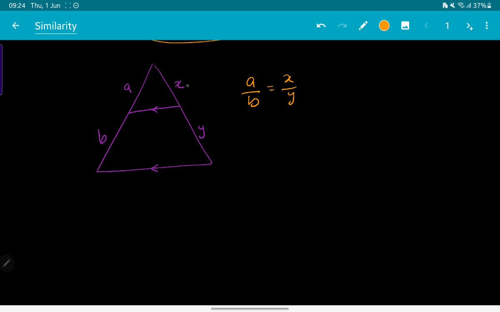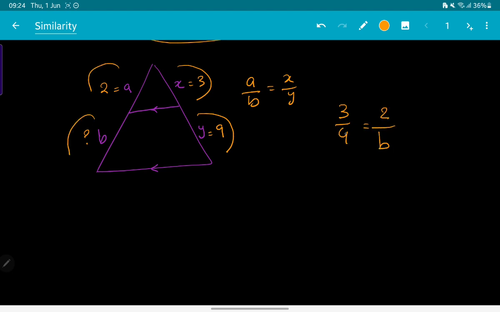So if you were given this is 3 and this is 9, a is 2, and you are asked about b, we can divide corresponding sides. x over y, so it's 3 over 9 equals 2 over b, and do cross multiplication, so b equals 2 times 9 over 3.